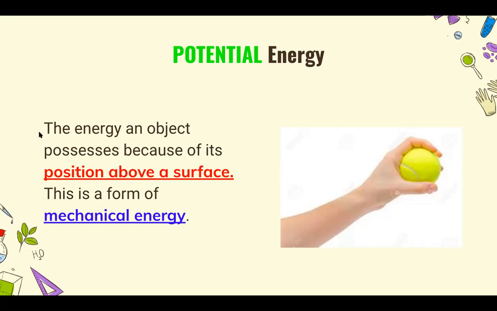So, potential energy, this is the energy an object possesses because of its position above a surface. This is a form of mechanical energy. Okay, so we see here we have this ball, and we can tell that they're holding up the ball. It has potential energy. It has the capacity to do work, but nothing is happening yet because it is being held, it's being suspended above a surface. So when you think about potential energy, you should think about position and above a surface.